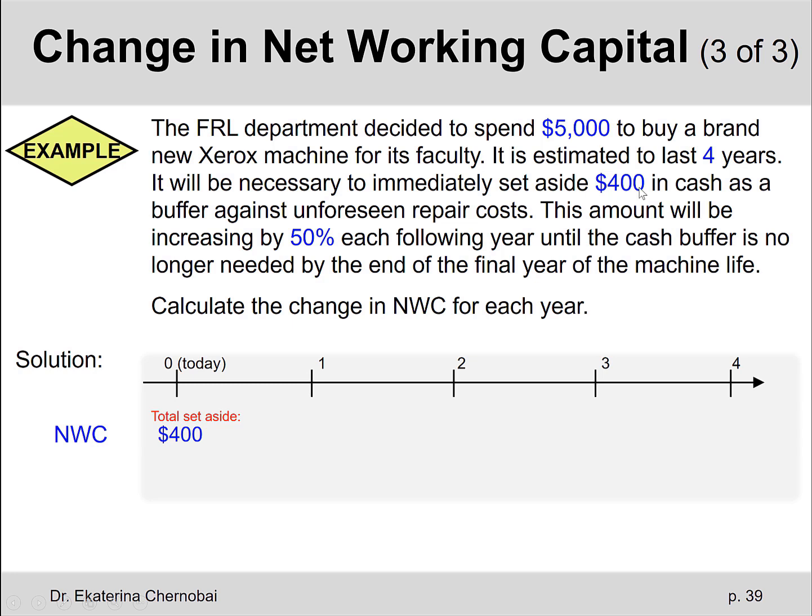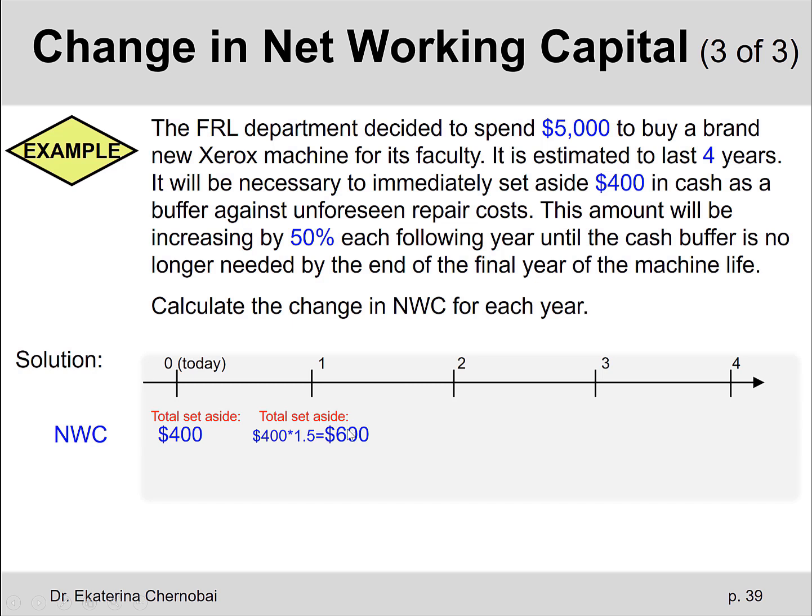So what do we know in this problem? This amount of cash will be increasing by 50% each year, right? So what is 50% more than $400 in year 0? We can calculate it by multiplying 400 by 150%, or by multiplying by 1.5, which gives $600. So as of end of year 1, we will have a total of $600 as our cash reserve.